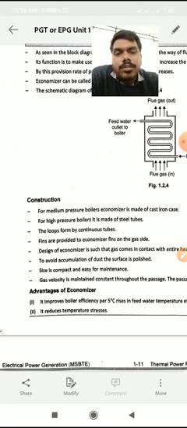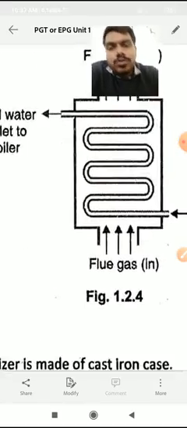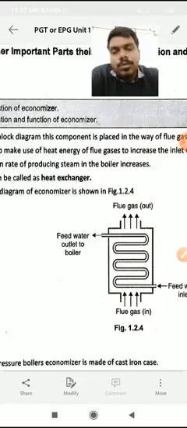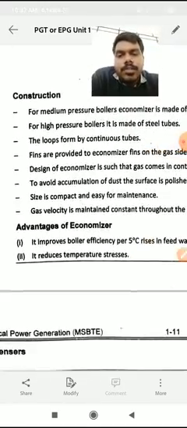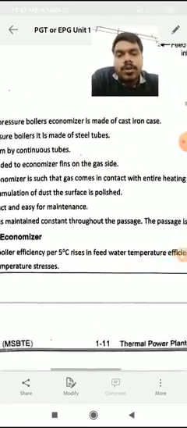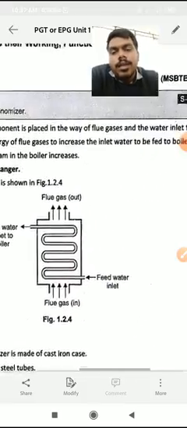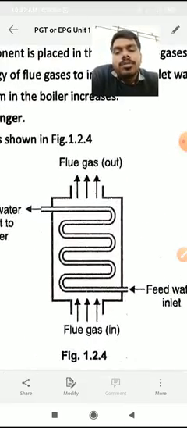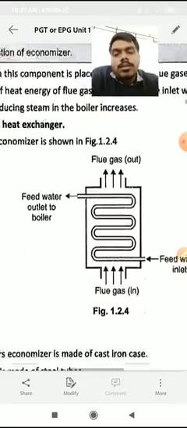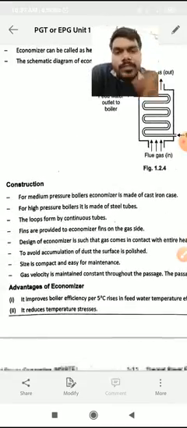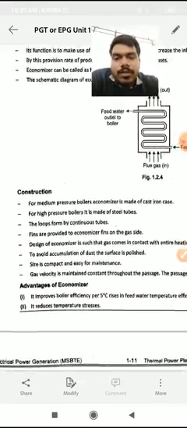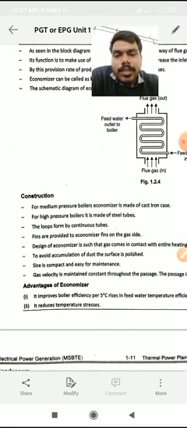If it is high pressure, then it is made up of steel tubes. The loops are formed by continuous tubes, with no gaps. The design of the economizer is such that the gas comes in contact with the entire heating surface area. So the tubes are made so that the entire heat produced by the flue gases touches the surface of the tubes, and all the heat from the gas can be extracted successfully.